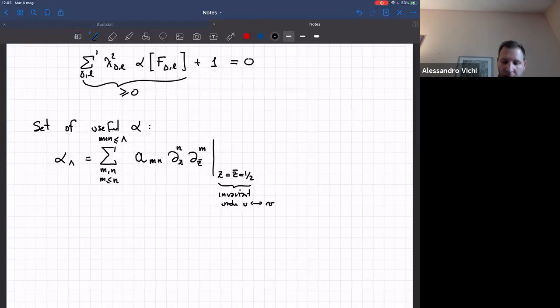But practically, if you take lambda finite, this corresponds to taking a certain number of derivatives of the conformal blocks, which we have seen can be efficiently computed as rational functions of the variable delta and the parameter L. So computing the action of this functional on the conformal block is something that can be done very efficiently.